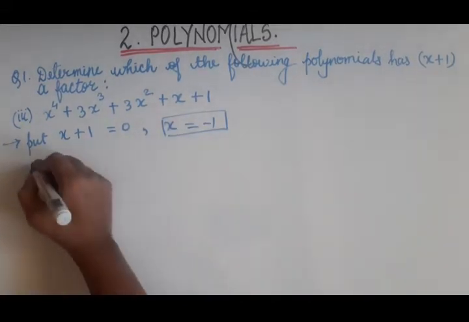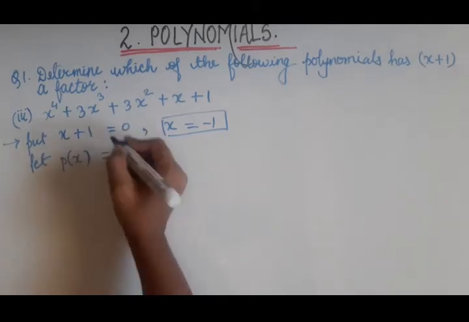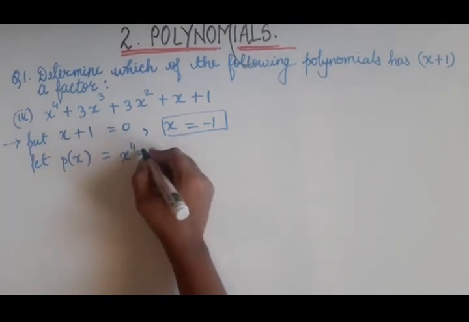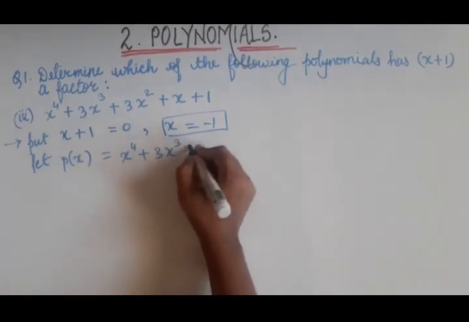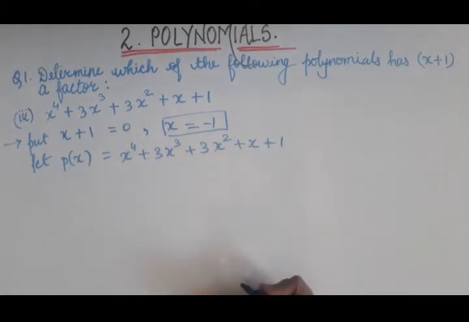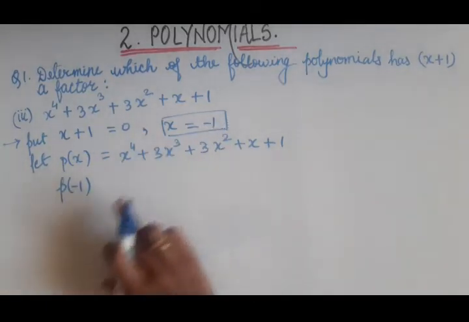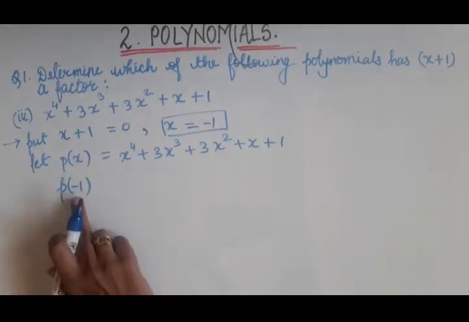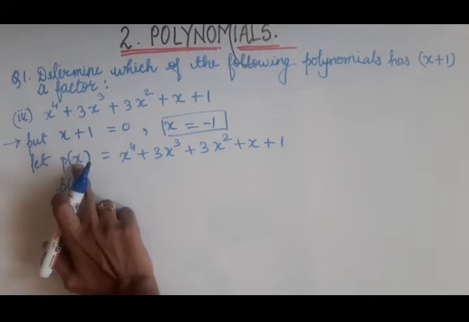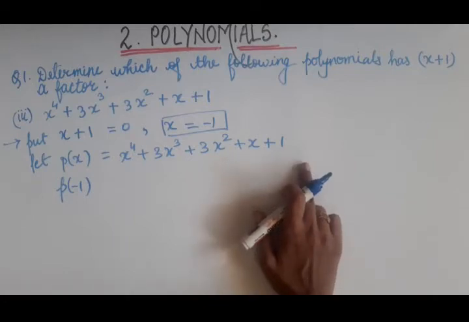Okay, now let p of x equal your given polynomial x raised to 4 plus 3x cube plus 3x square plus x plus 1. Okay, now find p of minus 1. So what you will do? We will replace x of p of x with minus 1 in the whole equation. So if the answer comes 0, then it will be a factor. If the answer is not coming 0, that means it is not a factor.